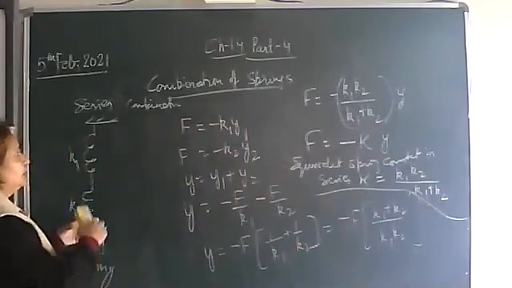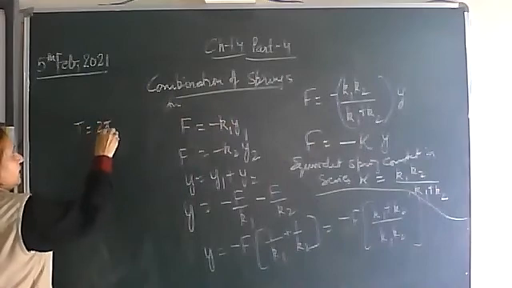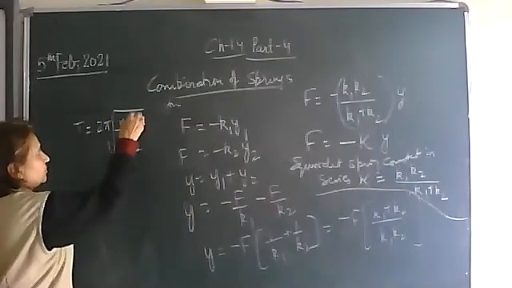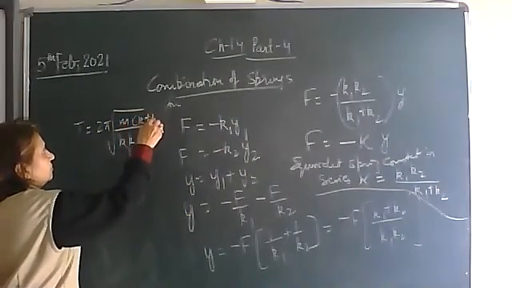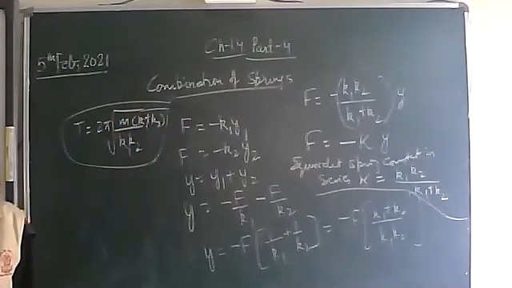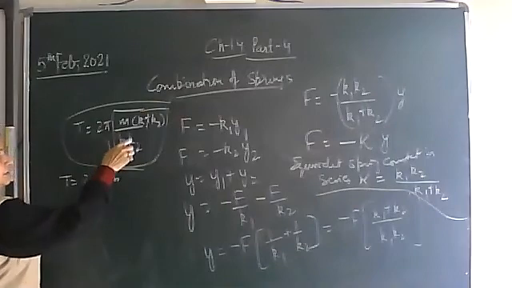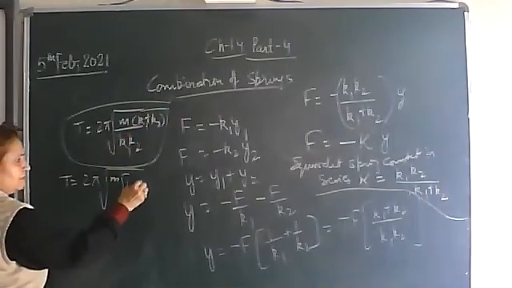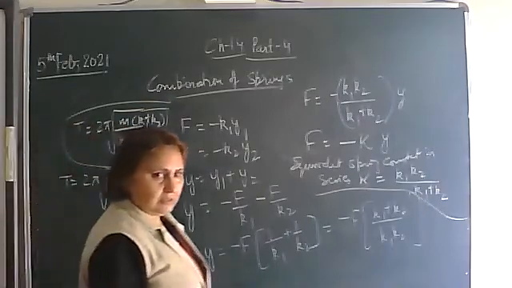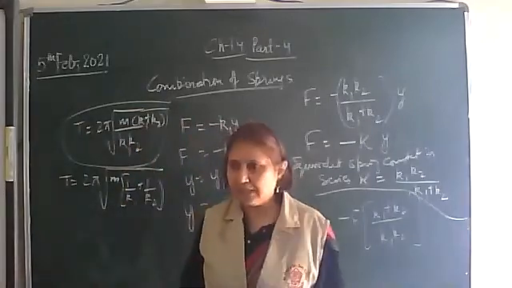So let's find out the time period. Time period we know is equal to 2 pi under root m upon the equivalent spring constant. What is the equivalent spring constant? k1 into k2 upon k1 plus k2. Simple. This can also be written as 2 pi under root m, dividing by k1, you get 1 upon k1 plus 1 by k2. Either you can write it in this manner or this way, both are correct. Divided by k1 and k2, 1 upon k2 plus 1 upon k1. It can be written like this also.